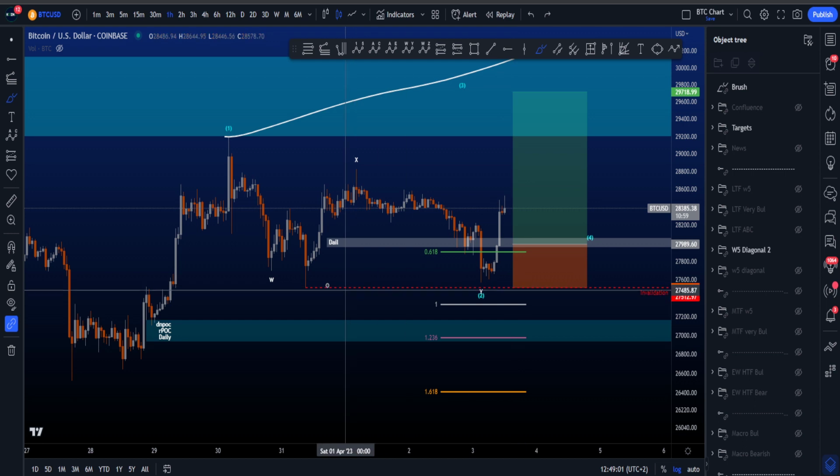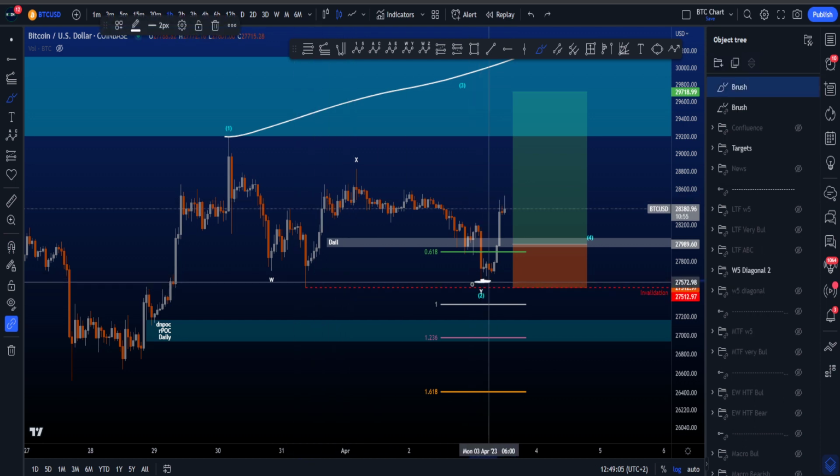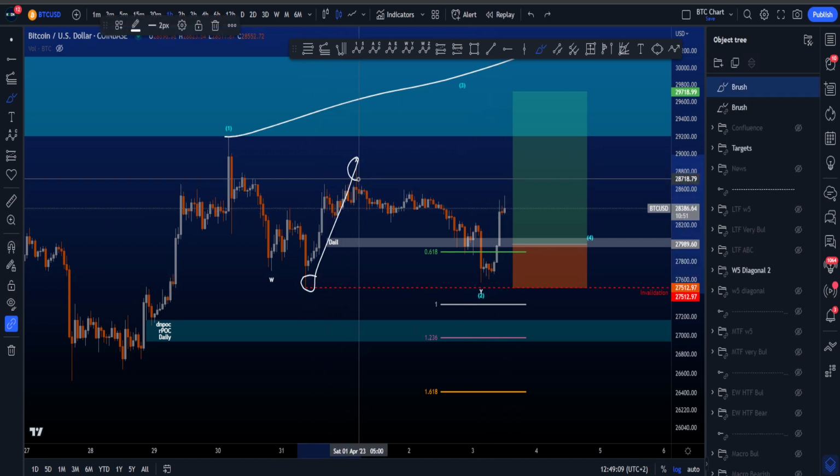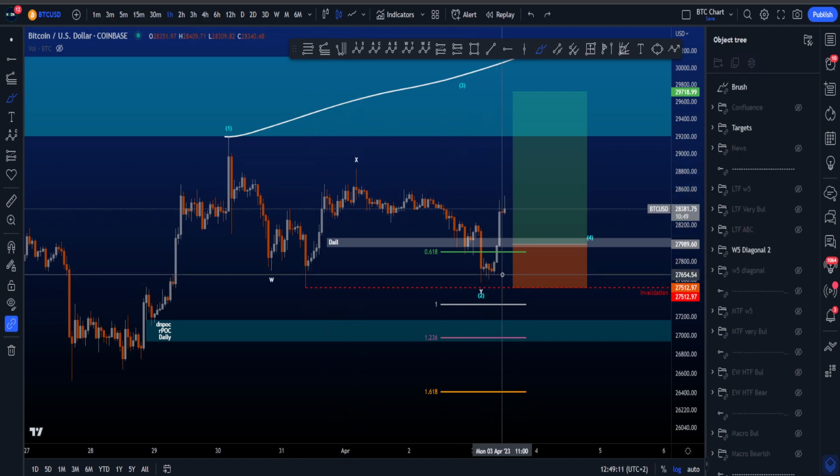So the invalidation is below this low over here, which has not been hit. It did get close, of course. We actually went all the way down to the 0.886, pulled from this low to this high, which is a very deep retracement, but it hasn't been hit. And now we're moving, at least for now, to the upside. So make sure you trade safe, have your entry requirements and your own trading plan.